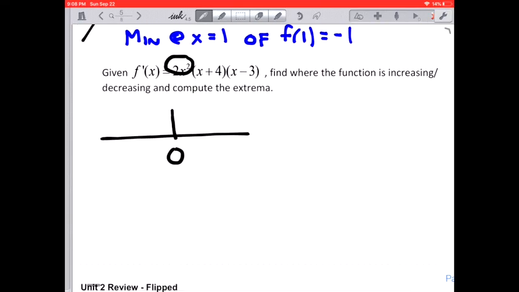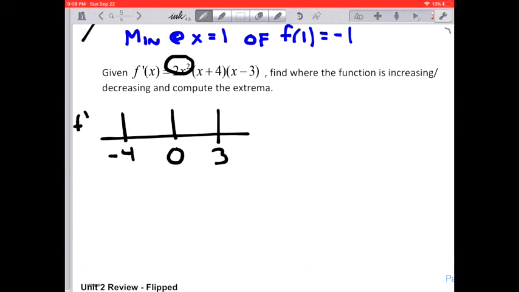Let's see if the same thing happens down here. Now the x plus 4 set equal to 0 gives me a negative 4. The x minus 3 set equal to 0 gives me a positive 3. So I'm going to plug values into my derivative. To the left of negative 4, anything I square is going to be positive, so I'm just looking at x plus 4 and x minus 3.